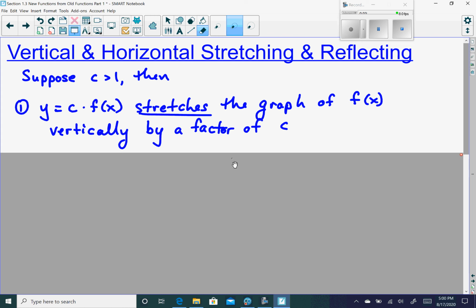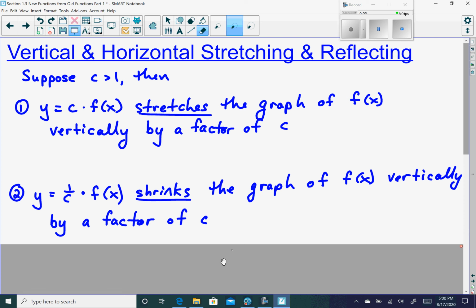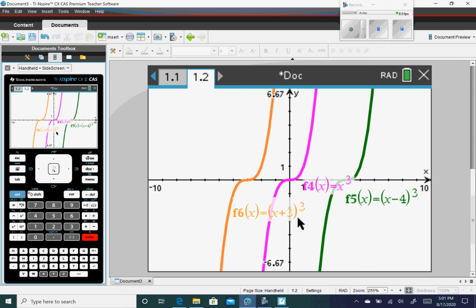So here, if we see a constant c getting multiplied by our function, this will stretch the graph of f of x vertically by a factor of c. And if we see the reciprocal, since c is greater than 1, 1 over c just becomes the reciprocal. That being multiplied by f of x will shrink the graph of f of x vertically by a factor of c. So let's take a quick look at our x cubed.